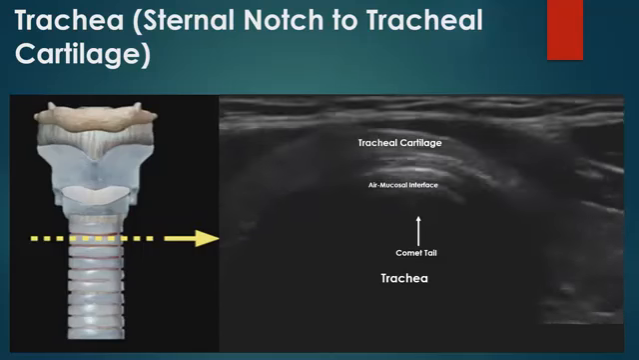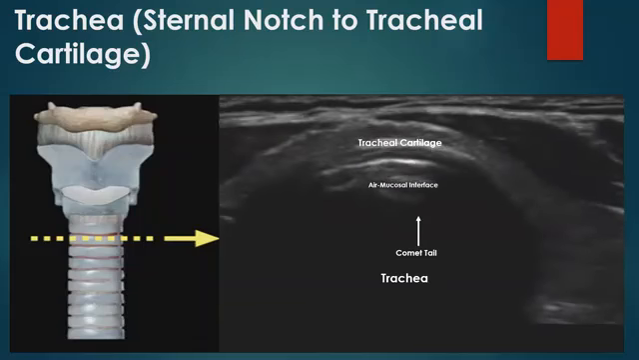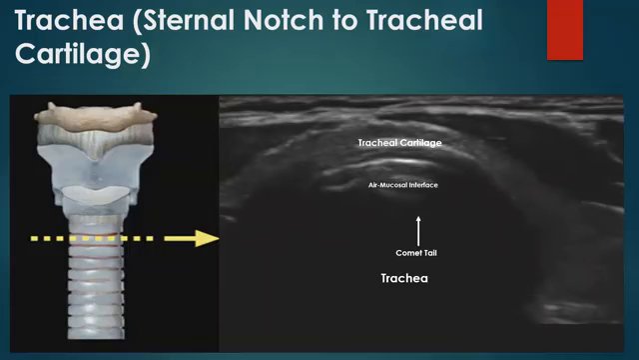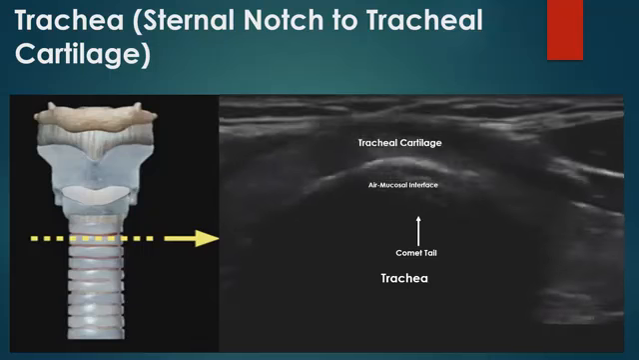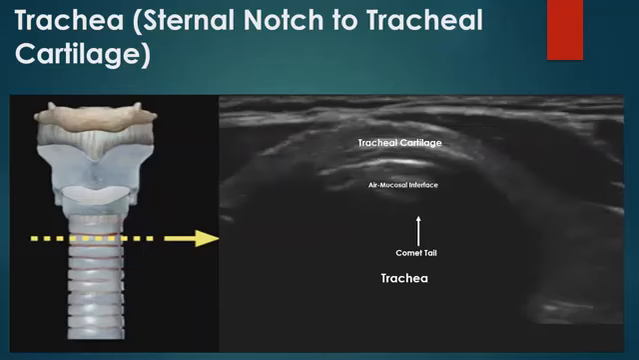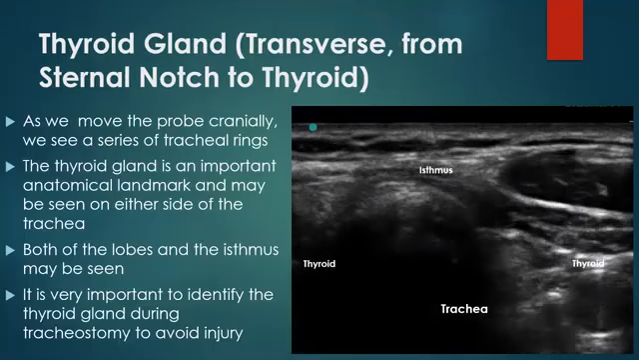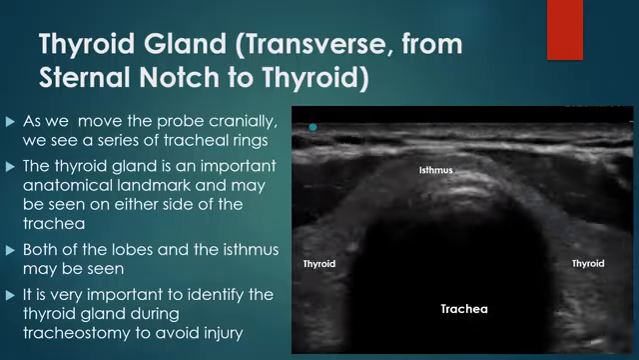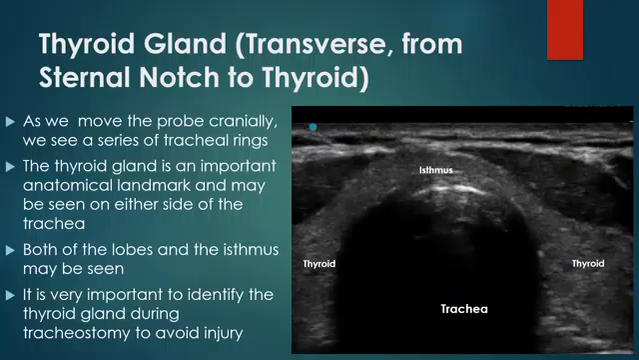Those of you that are used to doing a lot of ultrasound for your line placement are probably pretty familiar with a lot of what we're going to see here, especially as we start to get a little bit more cranial, especially as we start to find the esophagus. The thyroid gland, as you go from sternal notch to the thyroid, transversely, which is short axis if you're used to doing a lot of transthoracic echo. But as we move cranially, we see a series of tracheal rings.